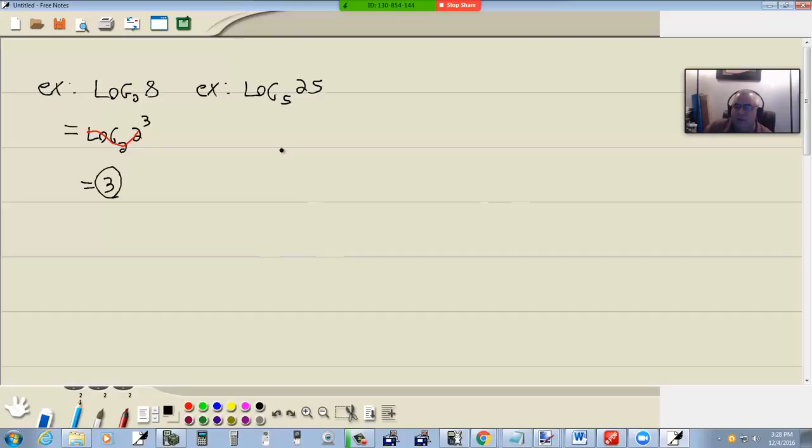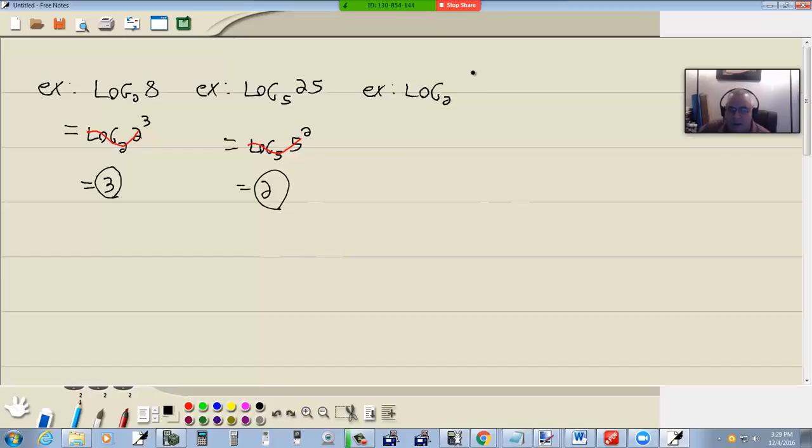Consider if I had this one here, log base 5 of 25. Well, 25 I rewrite as 5 squared. And again, if these two numbers match, then those in the log are going to cancel, and the 2 drops out of the exponent. Now sometimes it's kind of a challenge to get it in the right form to apply this property.